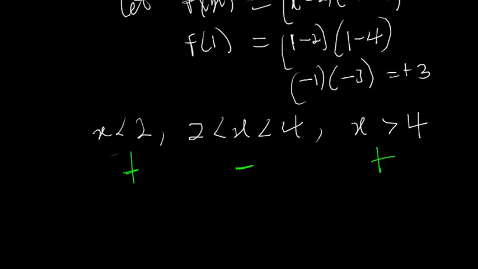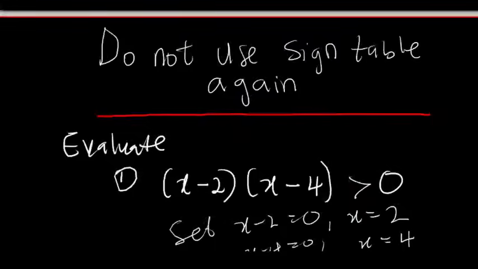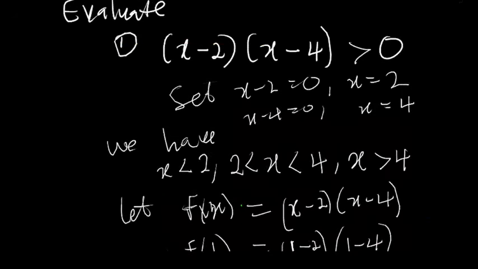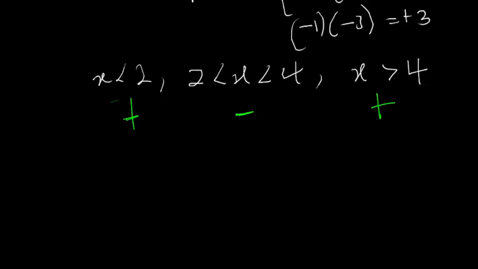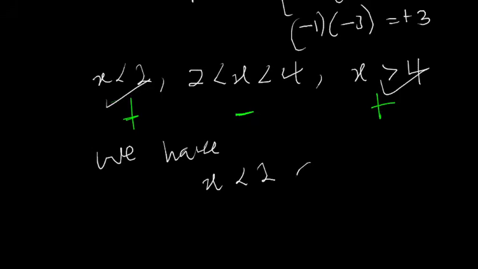Now, what is our final answer? To get our final answer, go back to the question. In the question, we were given x minus 2 and x minus 4 to be greater than 0. For any value to be greater than 0, that means such a value is a positive number. That means we are going to pick the positive ones here. And what are the positive ones? We have this one and this one. That means our final answer is x less than 2 and x greater than 4.